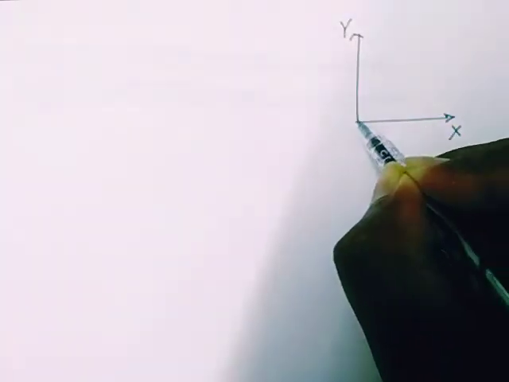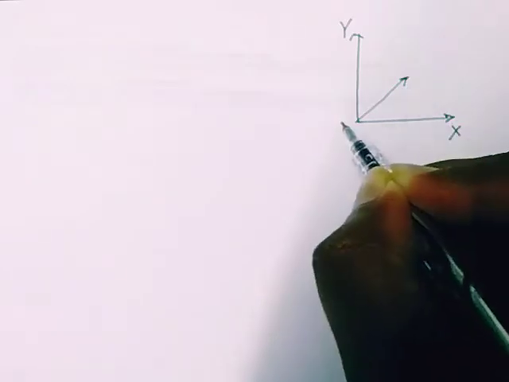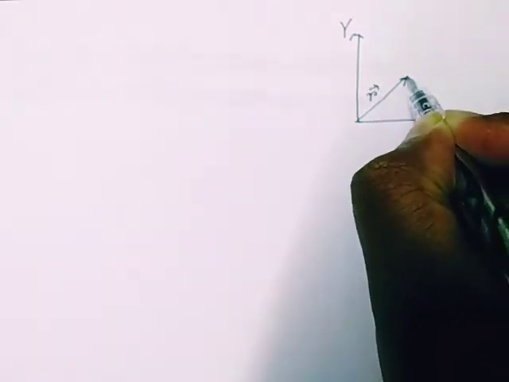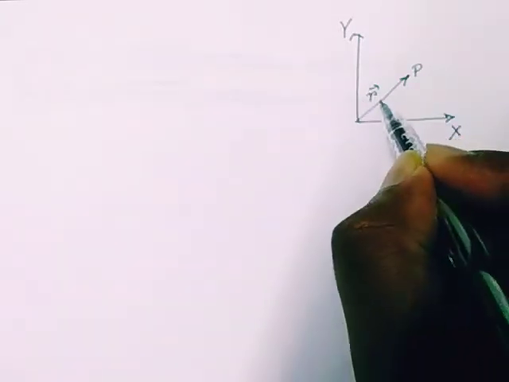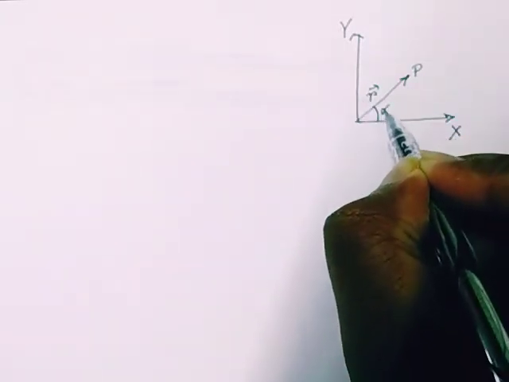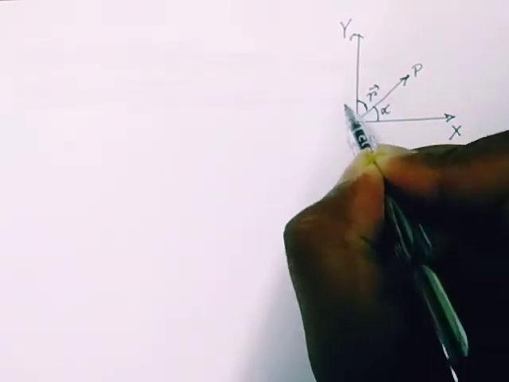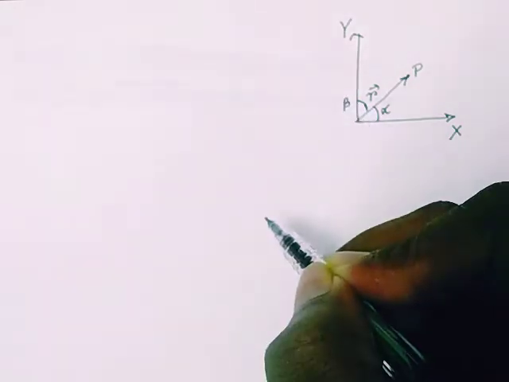If we consider a vector in the xy plane, like this is the x-axis and this is the y-axis, this is the xy plane, and the vector is like this. Let us say it is the position vector of the point P, and it makes an angle alpha with the x-axis and another angle beta with the y-axis, then what can we write?